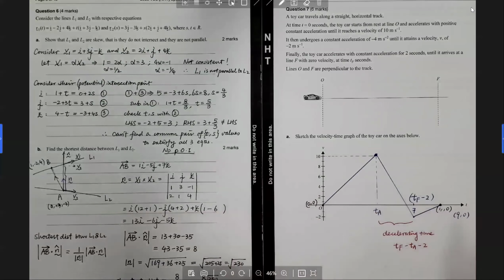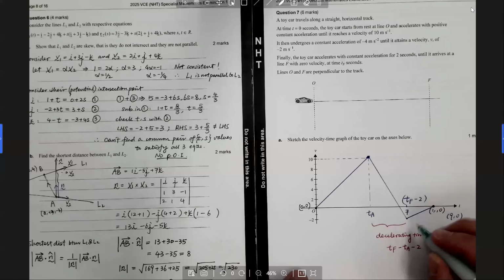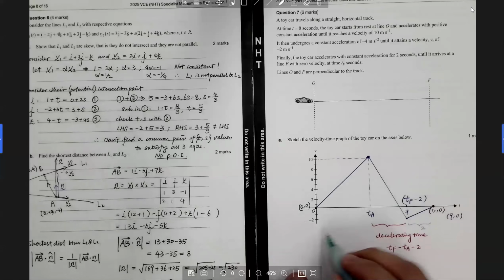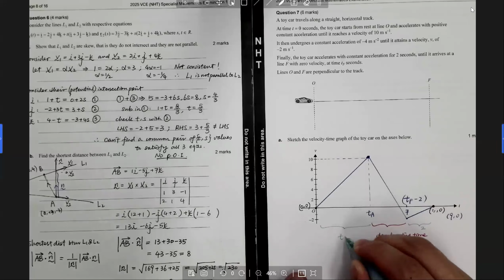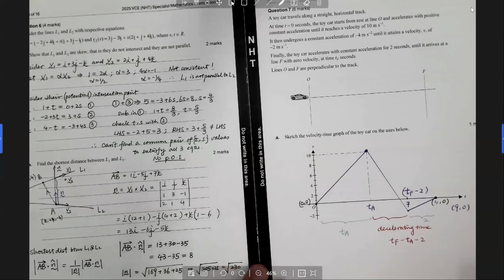And the accelerating time, I'm going to find another color pen. This bit is 2 seconds. And this bit is, let's say, TA seconds. So TA plus 2 equals twice TF minus TA minus 2. That is the first thing I'm going to use, okay?